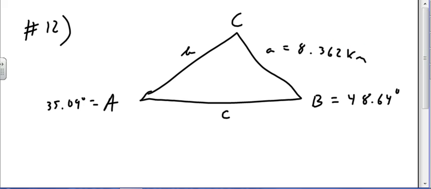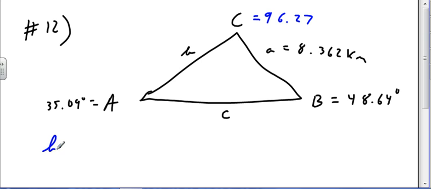Okay, first thing we're going to go for is the low-lying fruit, which is the angle C. So 180 minus 35.09 minus 48.64 and we get 96.27. All right, then we'll go and find little b.